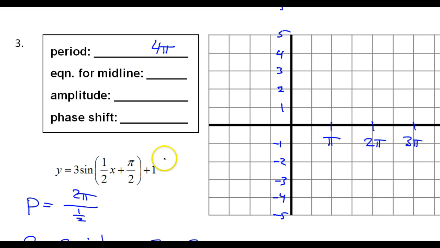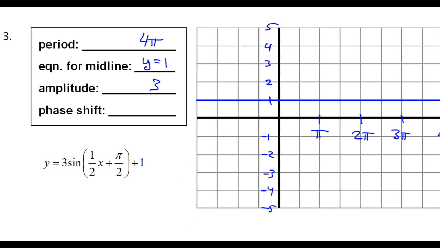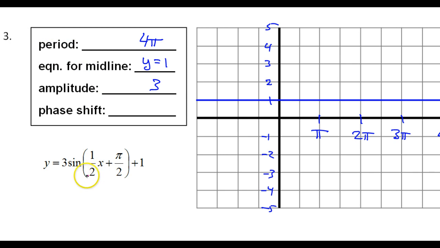Now, equation of the midline is going to come from this right here. So it's going to be y equals 1. Let's go ahead and draw that. Alright, of course the amplitude is 3, which you can see right there. Now this is enough information for us to draw the skeleton. I see I am going to have a phase shift this time, so I will have a skeleton which will wind up moving. But let's go ahead and graph the skeleton.